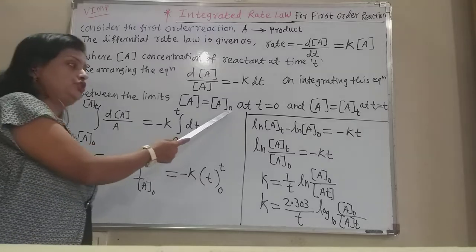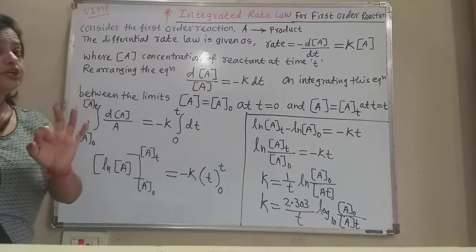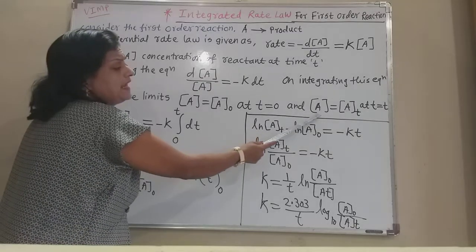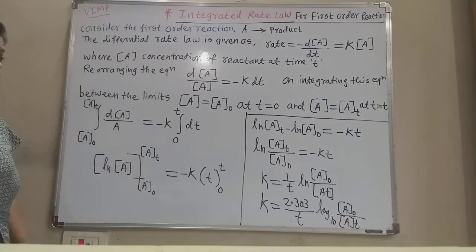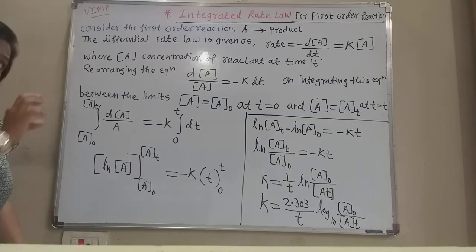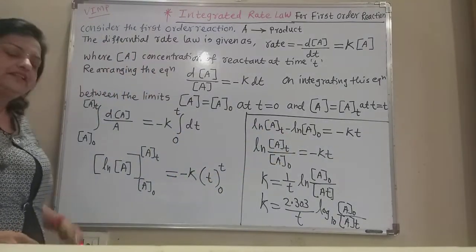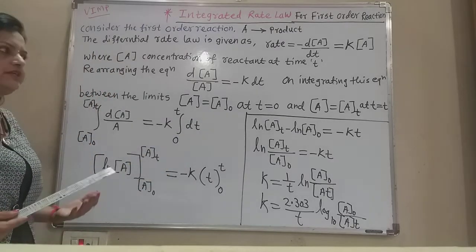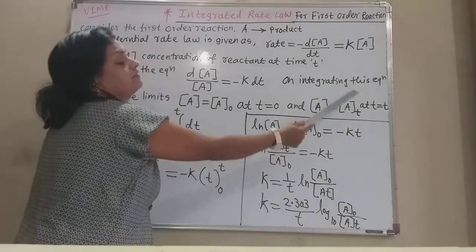Now that is A0. That means up to the initial time when t is equal to 0, the reaction does not start. As the reaction starts, the concentration of A becomes the concentration of A at time t. After time t, when t is equal to t, that means when the reaction starts and after time t, the concentration of A becomes At. Initially, concentration of A is equal to A0, as the reaction has not started. After time t, the concentration of A is equal to At.